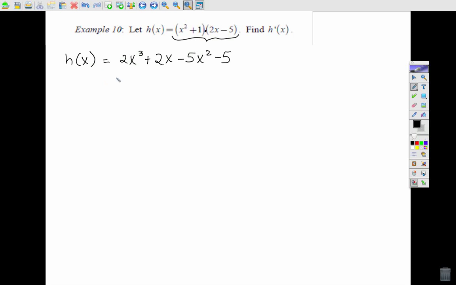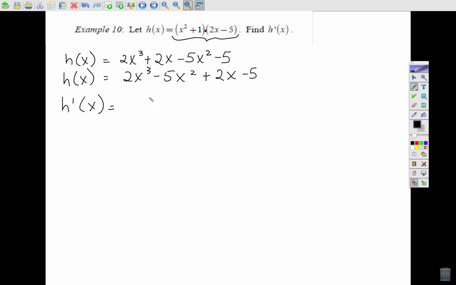First, I don't think I did it with first, outer, inner, last. First, outer, inner, last. Did it a little bit backwards, but it works. Can I combine anything? No, there's nothing to combine here. I will go ahead and rewrite it, though, to where it kind of goes in order. So I have 2x cubed minus 5x squared plus 2x minus 5.